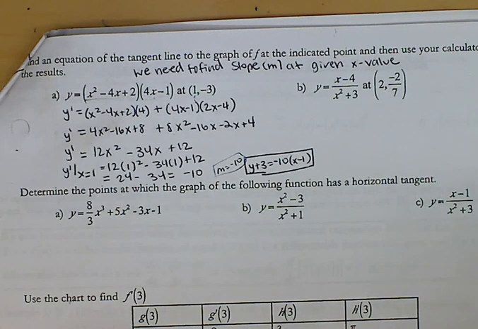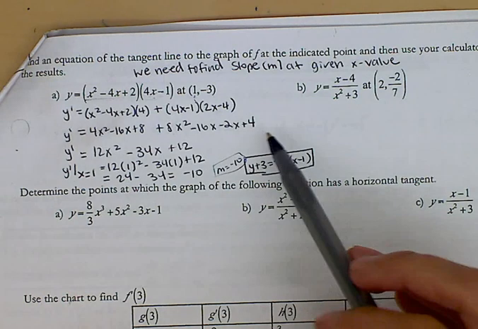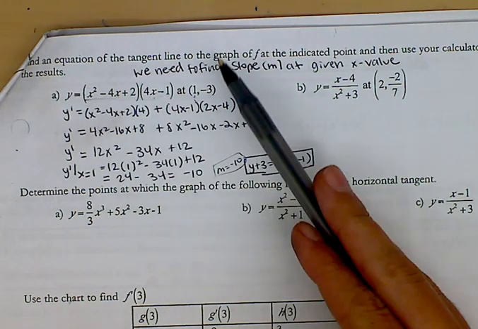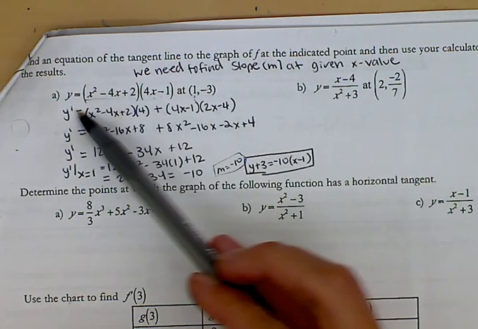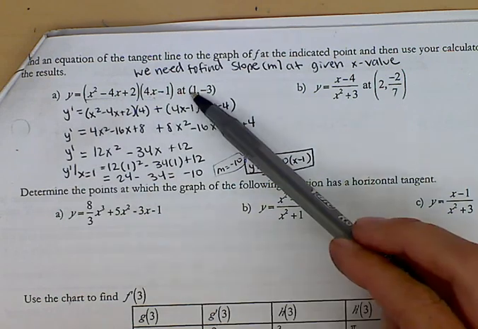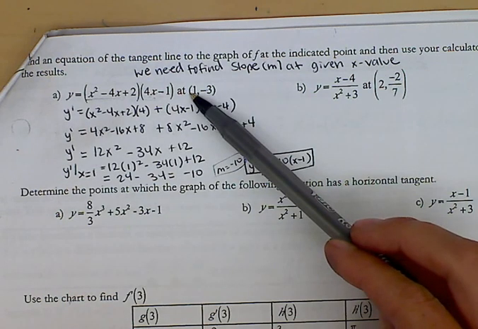Cool. I'm just going to do that one example here. So when we need to find the tangent line at a given point, find the derivative, plug in the x value to find the slope, and then use the point to write an equation.